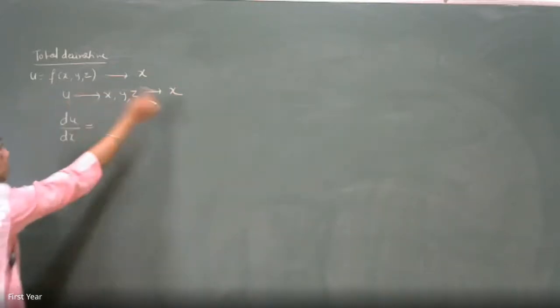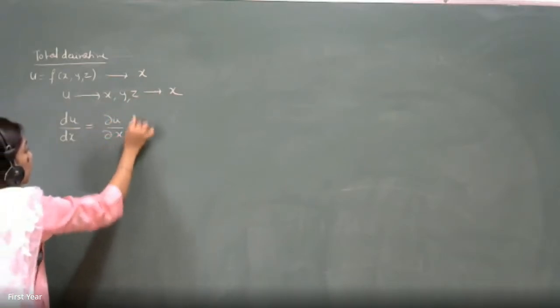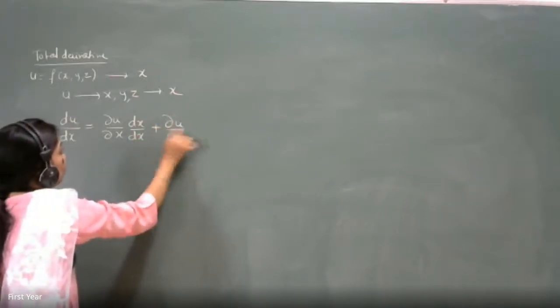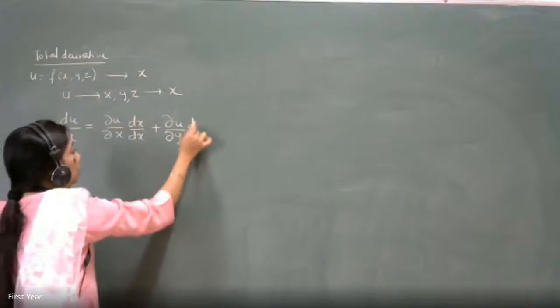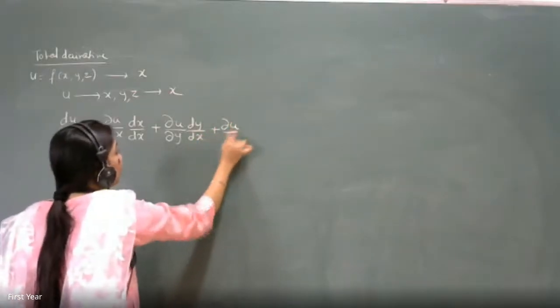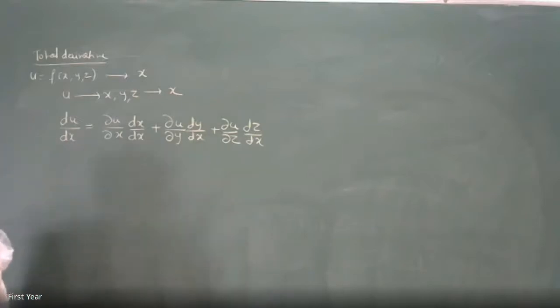What's the formula of du by dx? How do I reach from u to x finally? First, I have to take the derivative of u with respect to x into dx by dx, plus the derivative of u with respect to y into dy by dx, correct? Plus del u by del z into dz by dx. Yes. So the total derivative of u with respect to x is this.